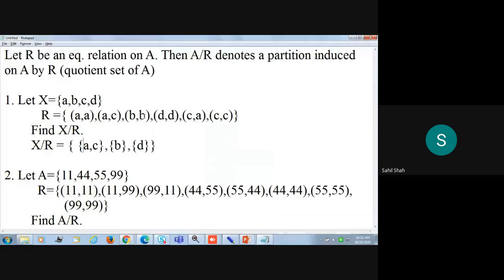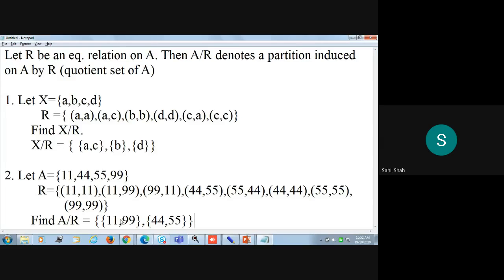The second one is also given. What is the second? You are telling the answer for the second. It is coming as A/R is equal to {11, 99}, so you will have 11 comma 99. In the second case, you are going to have 44 with 55. If this is clear, can you try some odd example?